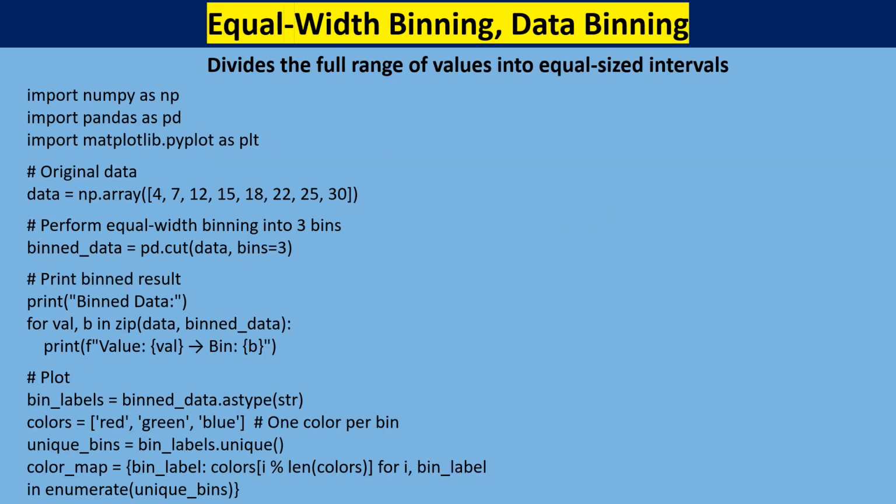Equal width binning divides the full range of values into equal-size intervals. So, Python code. Equal width binning is like slicing a ruler into equal segments. No matter where the data lies, the bins are all the same size. This helps simplify analysis, but it can sometimes lead to empty or uneven bins if the data isn't spread out evenly. The colors in the chart help students visually connect each number with its bin.